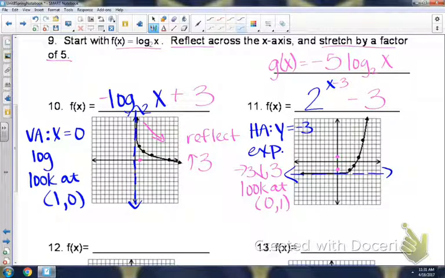So there's several different things you're having to check. Also check for your reflection. It's increasing from left to right, so there's no reflection. So you're having to check to see if it's log or exponential. Then you're having to check to see where it shifted based on your asymptote. Then you need to check either your 1, 0 point for log or your 0, 1 point for exponential.